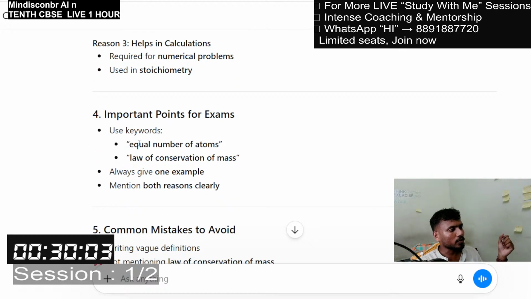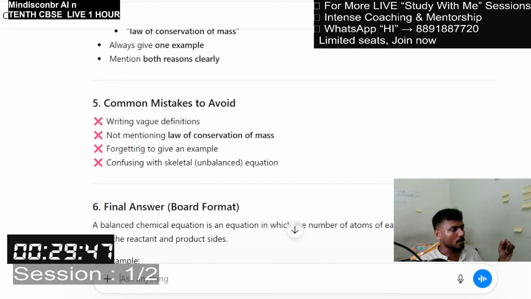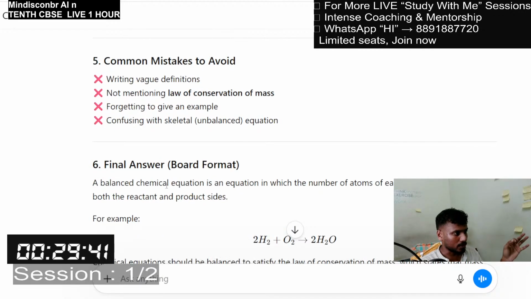Important points for exams: use keywords such as equal number of atoms and law of conservation of mass. Always give one example, and mention both reasons carefully. We have studied that H2 plus O2 gives H2O is a chemical equation, and balancing it gives 2H2 plus O2 gives 2H2O. Common mistake to avoid: not mentioning the law of conservation of mass.